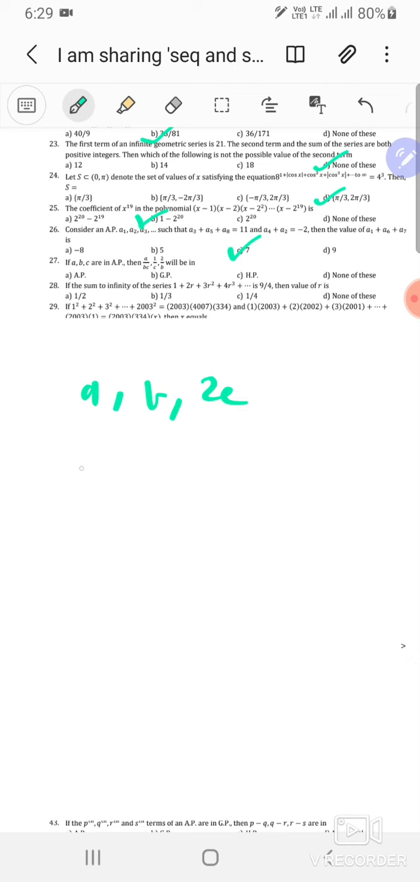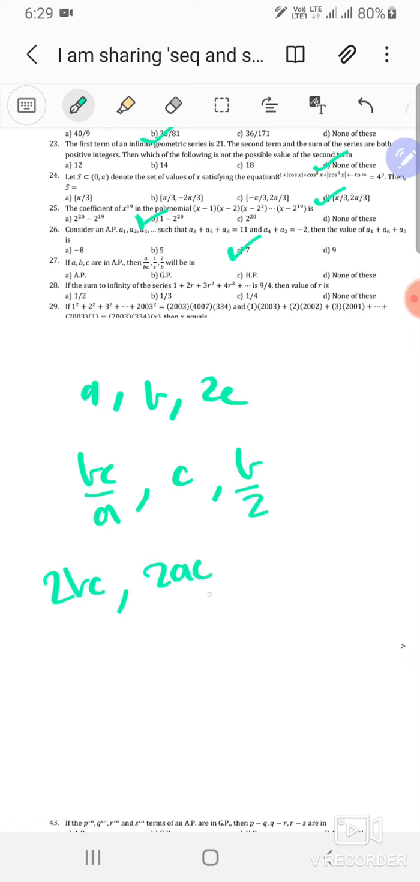If these were in harmonic progression, then in that case BC upon A, C and B upon 2, these would be in arithmetic progression, which pretty much means that BC, in fact 2BC, and then 2AC, and AB, but 2 times of that, like AB. Okay, fine. These should in fact be in arithmetic progression, and we know that A, B, C are in AP, so we can write 2B as A plus C in that case.